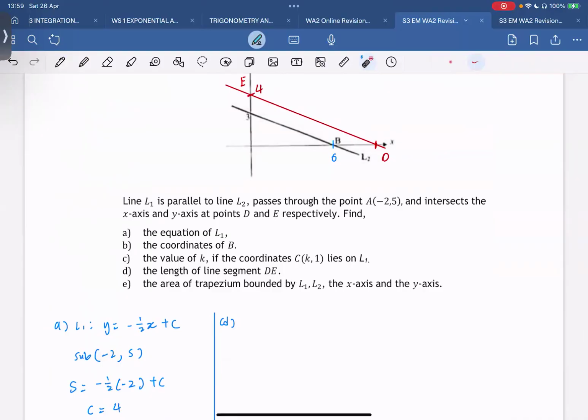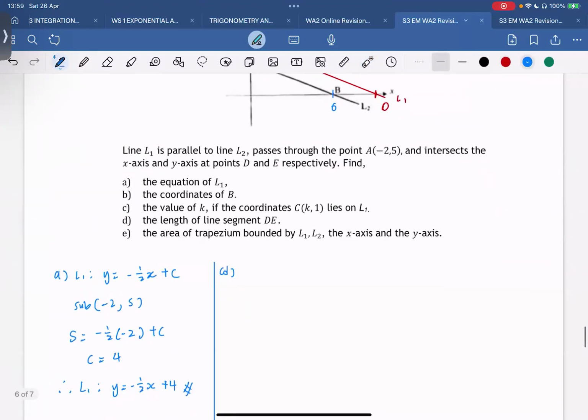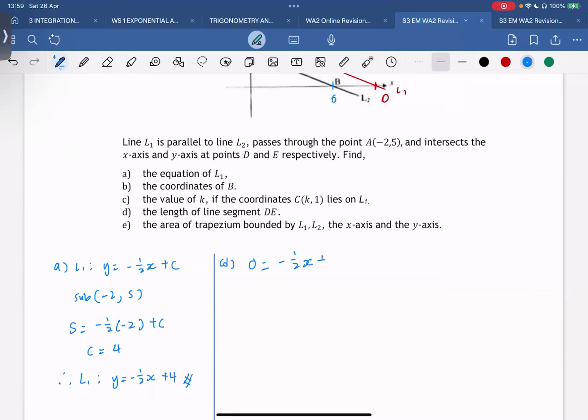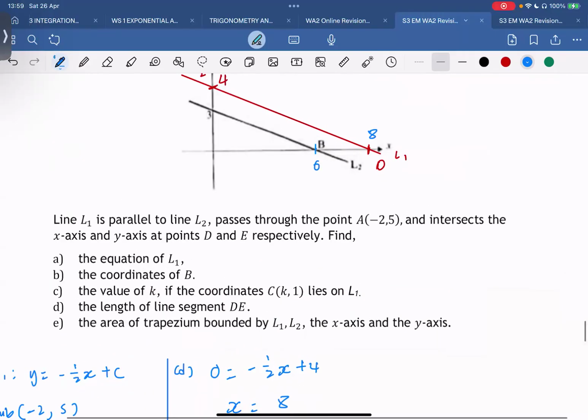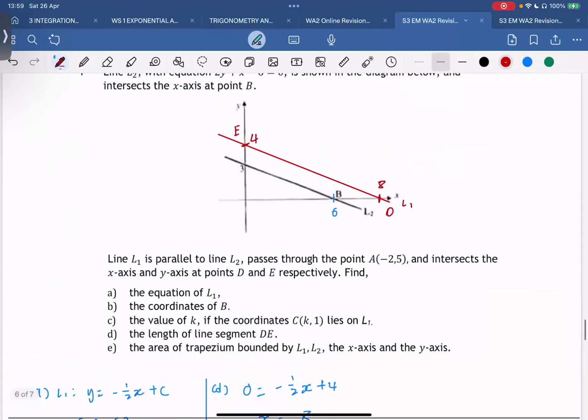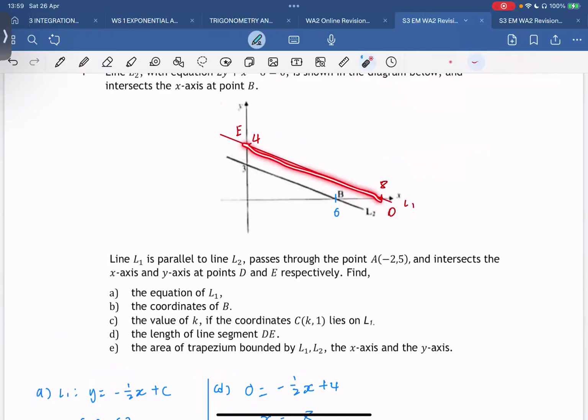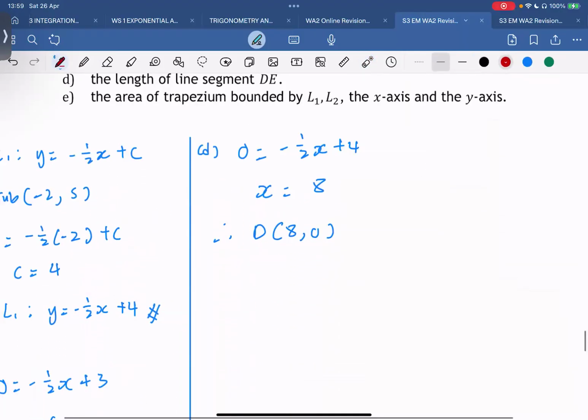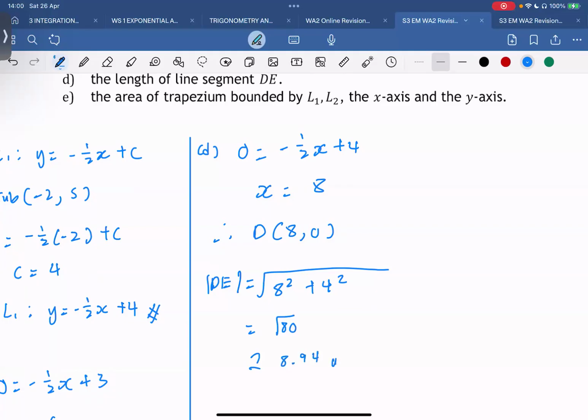So to find the x-intercept of L1, we just need to let y be 0. Okay, so 0 equals to negative half x plus 4. X will be 8. Therefore, D is 8, 0, right? So over here will be 8. And to find the length of DE, we can just use the distance formula. So DE will be root of 8 squared plus 4 squared, which is root 80, round off to 8.94 units, 3SF.